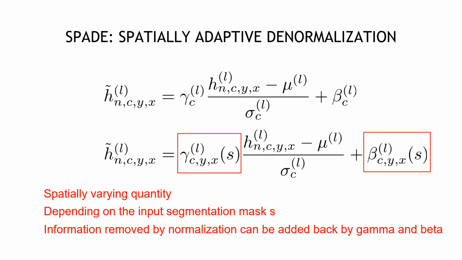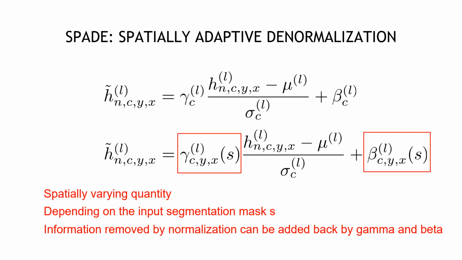And how is SPADE implemented? It's very simple. It simply replaces the learned gamma and beta constants with a neural network that operates on the input segmentation mask. So you can imagine a fully convolutional network takes a segmentation mask input, produces the gamma maps, where each pixel has a different value, and similarly the beta map, where each pixel has a different value.